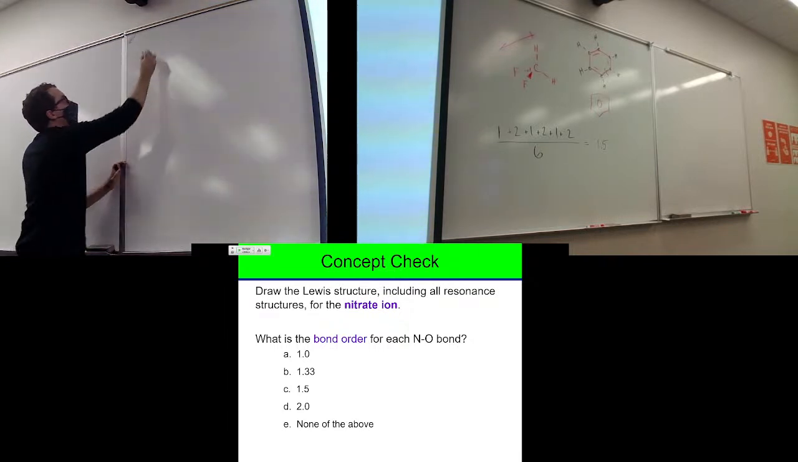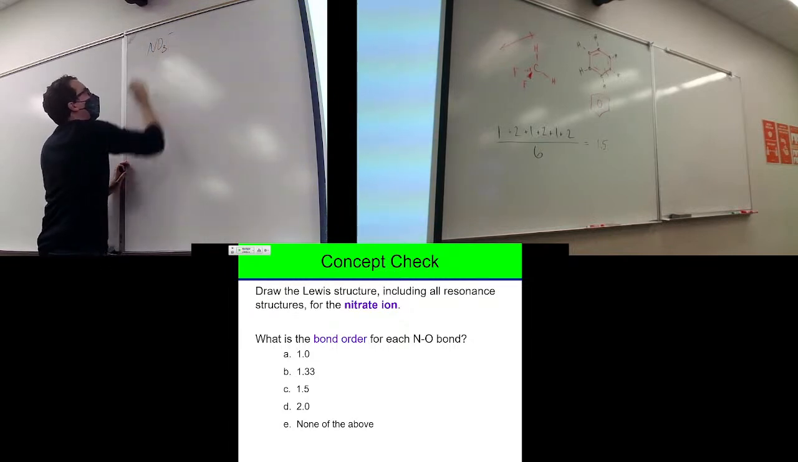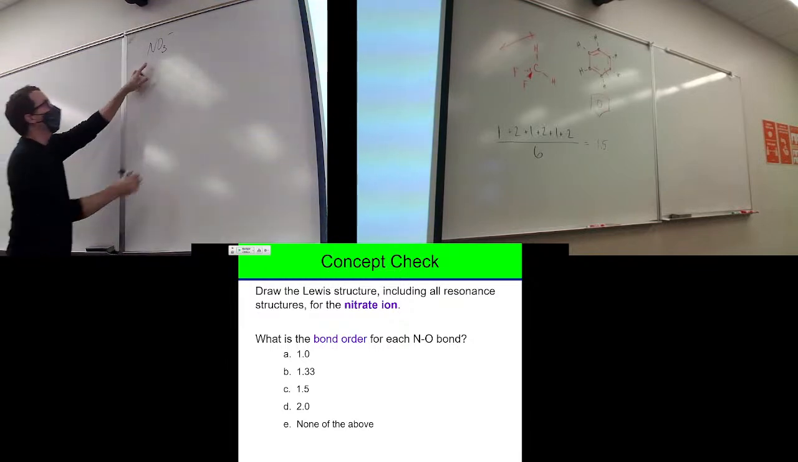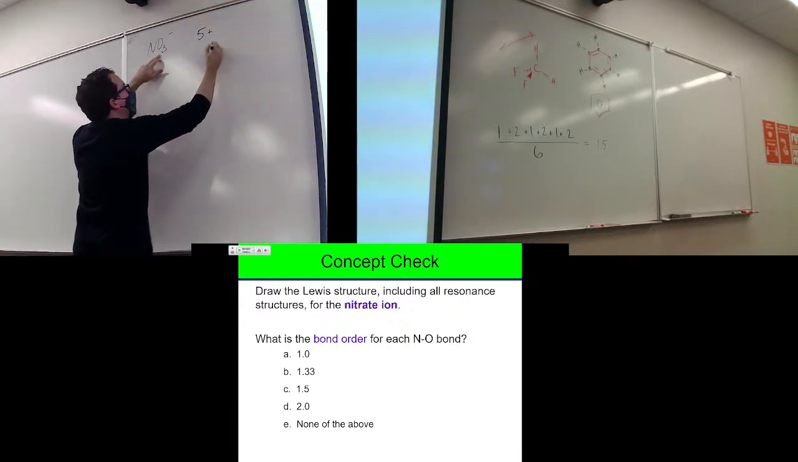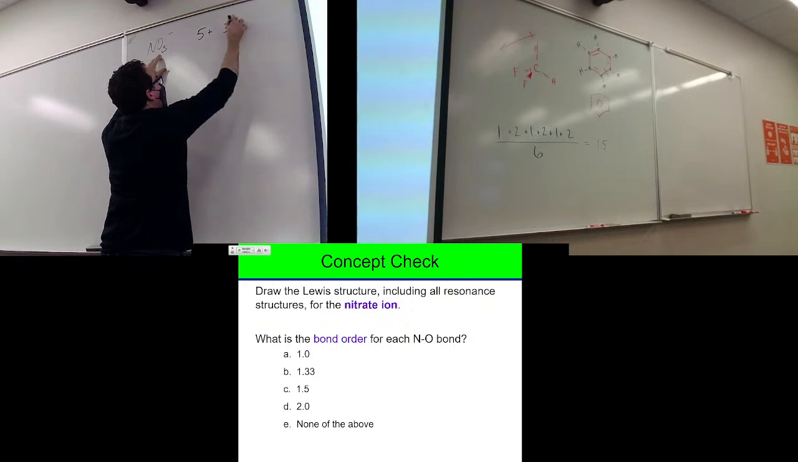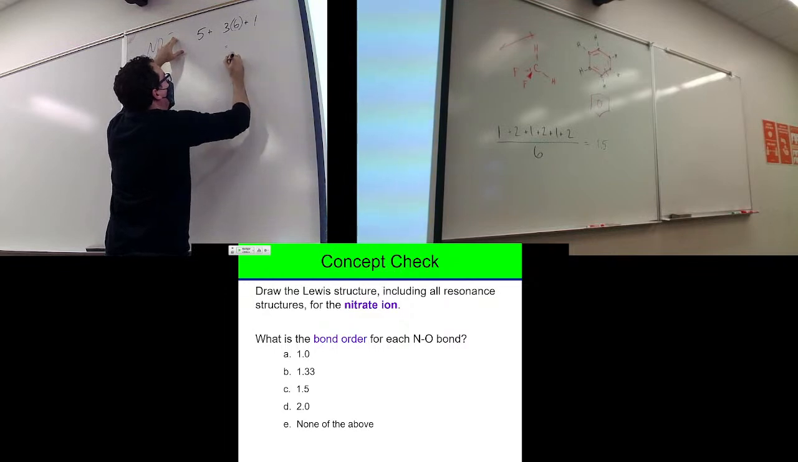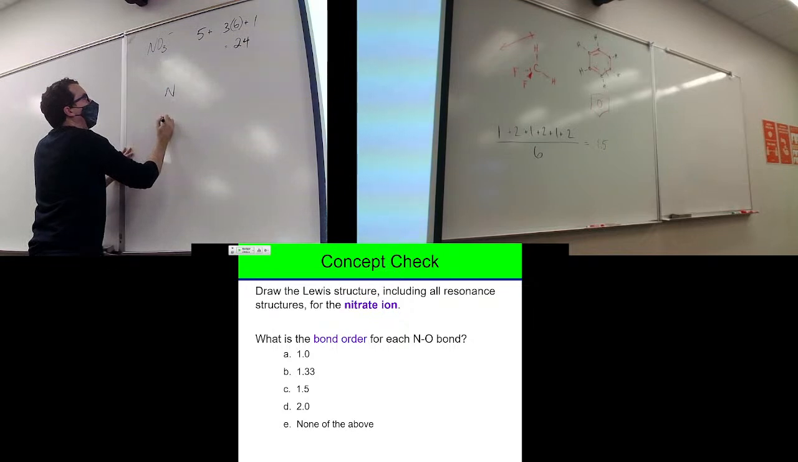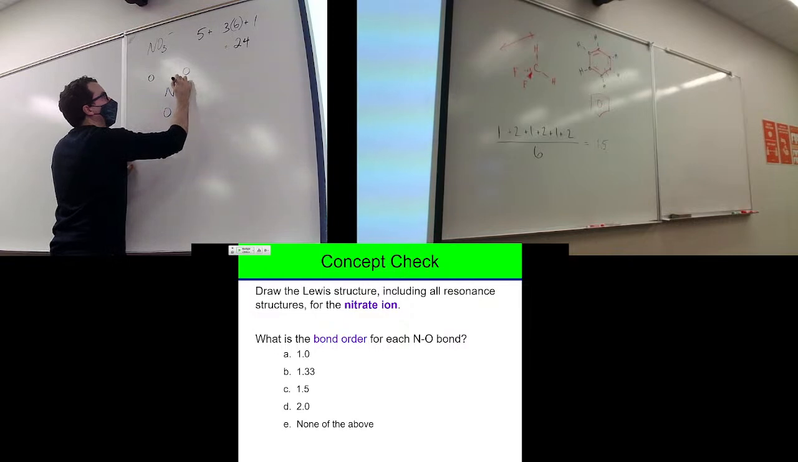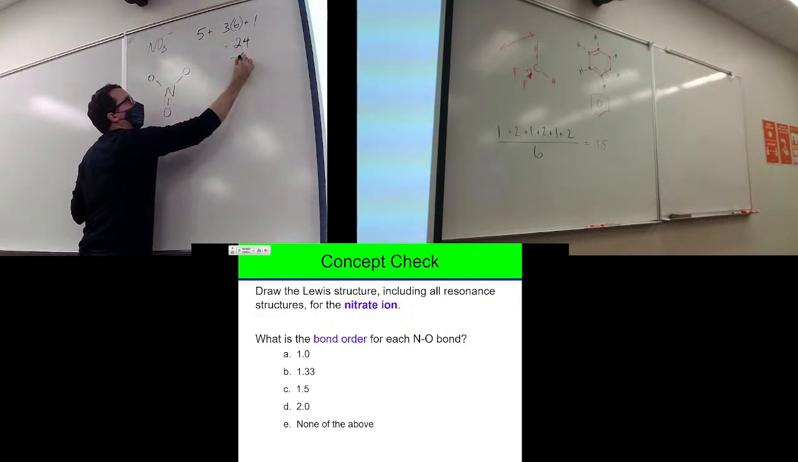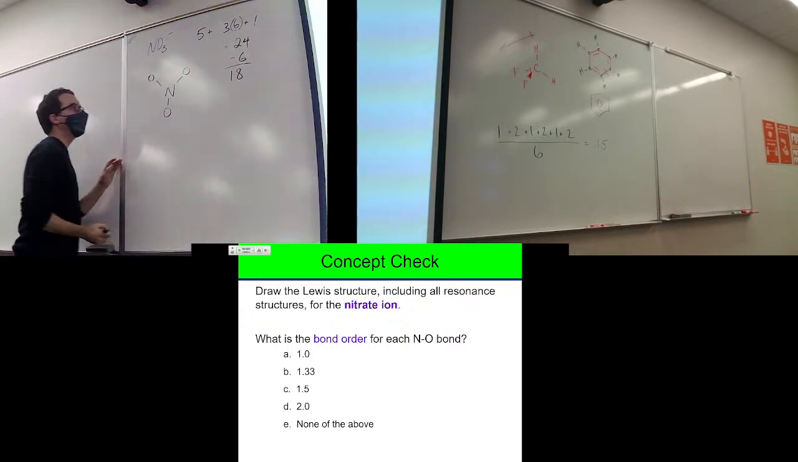But nitrate is NO3 minus. That's not listed there. It's NO3 minus. So 5 electrons plus 6 for the oxygen. There's 3 of them. And then 1 extra electron from the negative charge. 24. So we've got an N in the middle, O around it. Doesn't matter where you put them, but as long as they're around it. Bond to each. That's 2, 4, 6 electrons. I've got 18 to go.